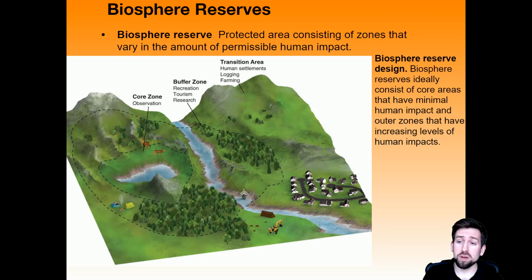So biosphere reserves ideally consist of core areas that have minimal human impact and outer zones that have increasing levels of human impact. And again, the whole point of this is to give enough space to that reserve so that you're not coming in, disrupting it, even though you think you're within a zone that shouldn't be disrupted.